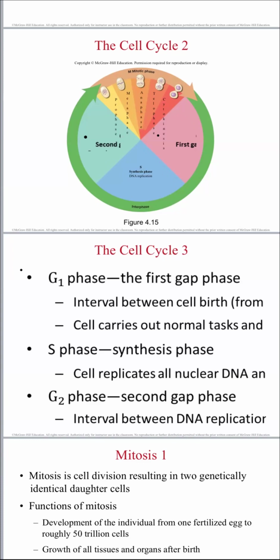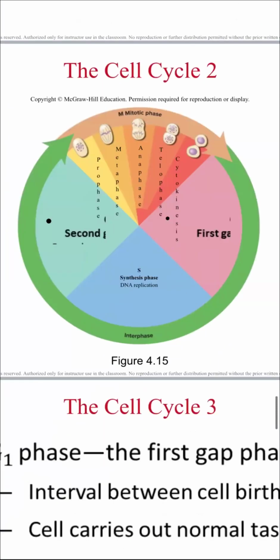Now, let's talk about how we do this. G1 is called the first gap phase, right? It's the interval from the time the cell is first born. The cell then carries out the normal task of a normal cell, and it's going to increase the number of DNA nucleotides, RNA nucleotides, right? So that it can get ready for the next phase. Now, keep in mind, this is one big circle.